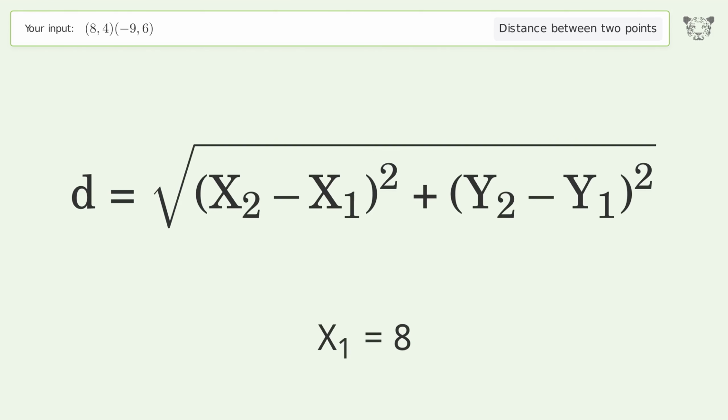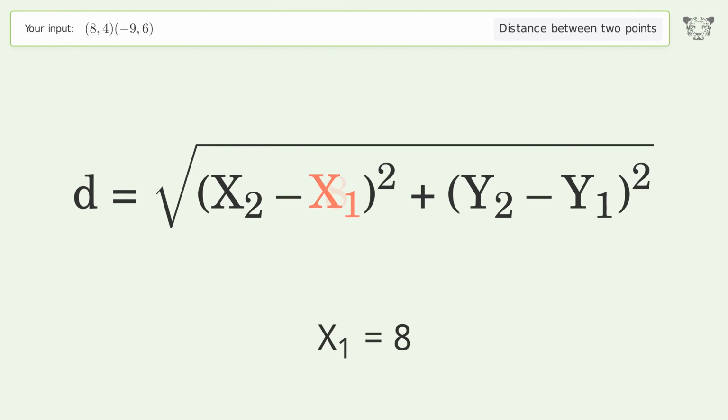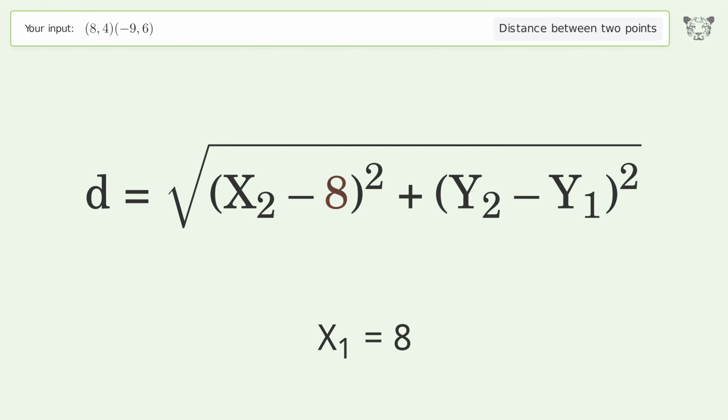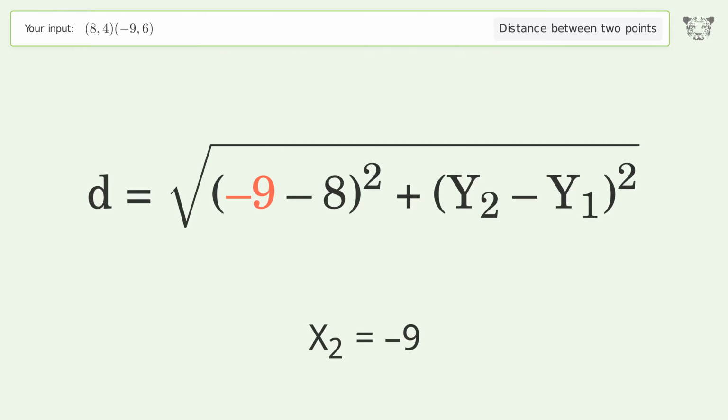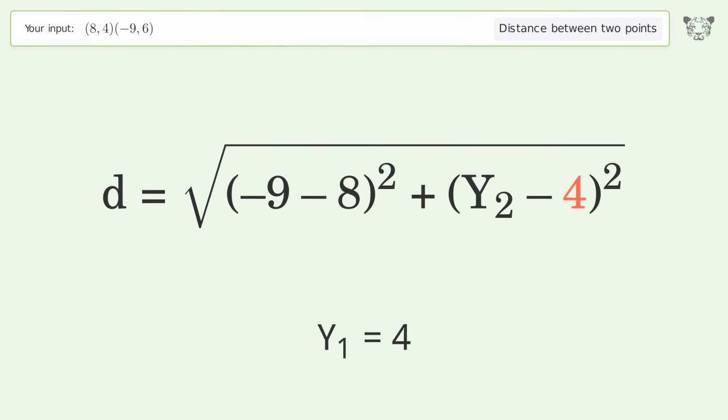x1 equals 8. x2 equals -9. y1 equals 4. y2 equals 6.